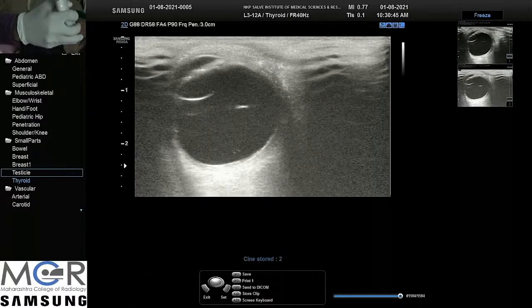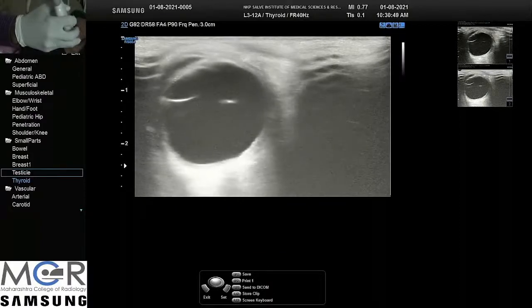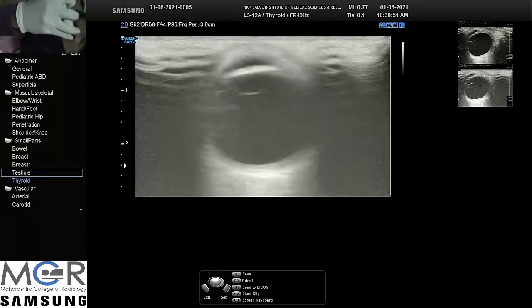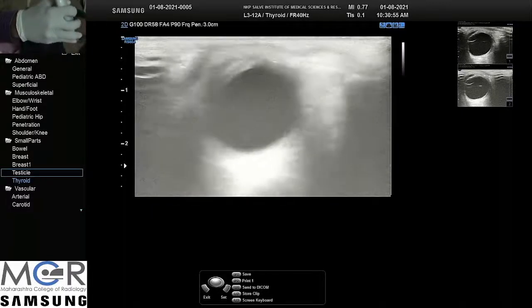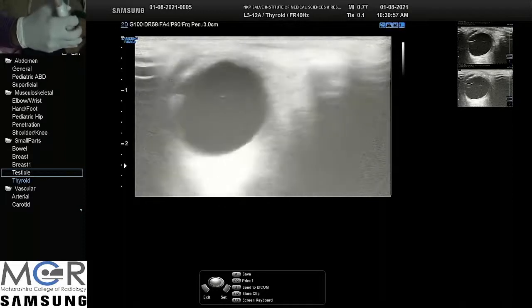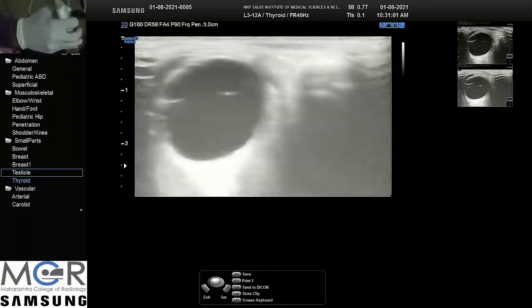The lens is moving very freely. The foreign body is moving very freely within the eyeball, and now we have to see whether it has caused any hemorrhage within the vitreous. So obviously not much there.